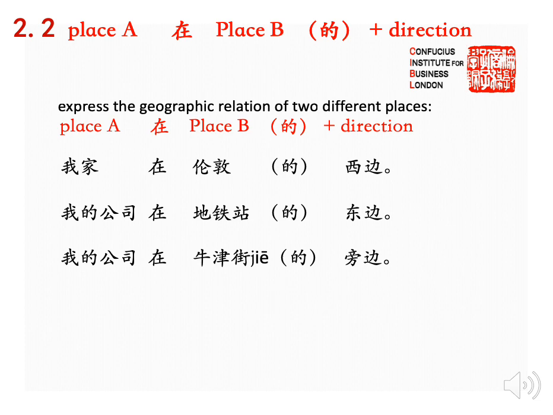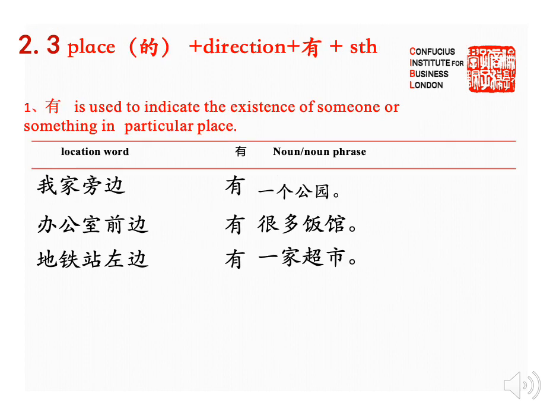Another example, 我的公司在地铁站的东边. So this sentence obviously has only one meaning. My company is to the east of the tube station, so it cannot be in the tubeway station, right? 好，我的公司在地铁站的东边。And also we have another structure. Place, the direction, 有 something or somebody or some places.